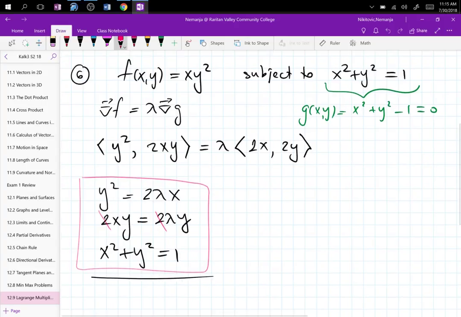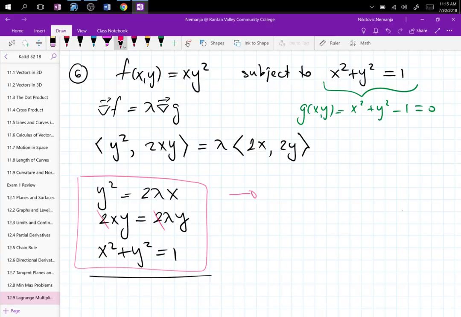So what I'm going to do is, from the first equation, I'm going to write that lambda is equal to y squared over 2x. I didn't cancel anything. This is somewhat saying that x is not allowed to be 0, but I haven't canceled anything, and I will be plugging this into the second equation anyway. So let's see what we get.